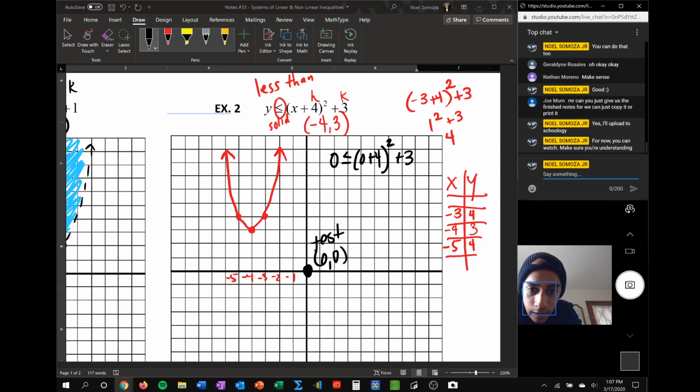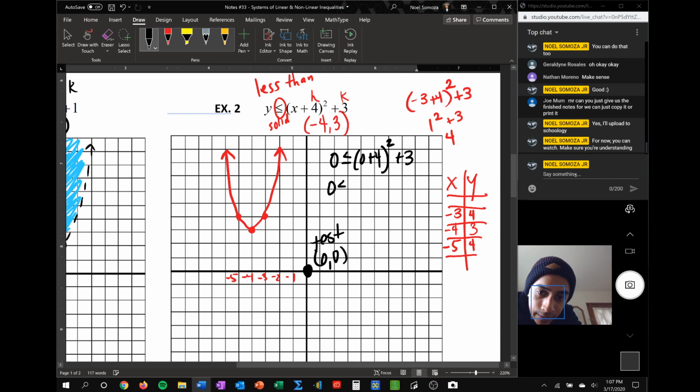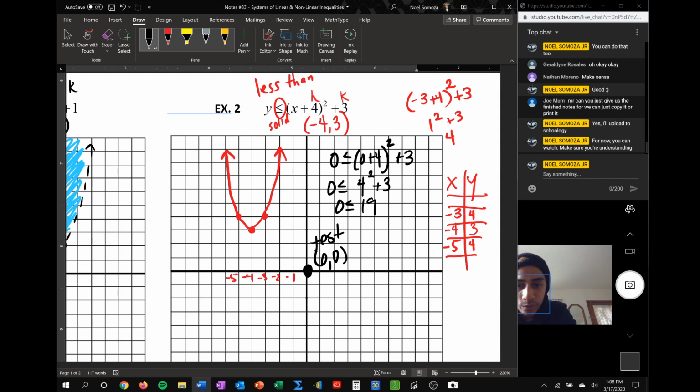Okay, so to clean it up here, that's going to be 0 is less than or equal to 0 plus 4, so that's 4 squared plus 3. And so then this is going to be 0 is less than or equal to 16 plus 3, that's 19, right? So then is that true? 0 is less than or equal to 19? Yes, that's true.